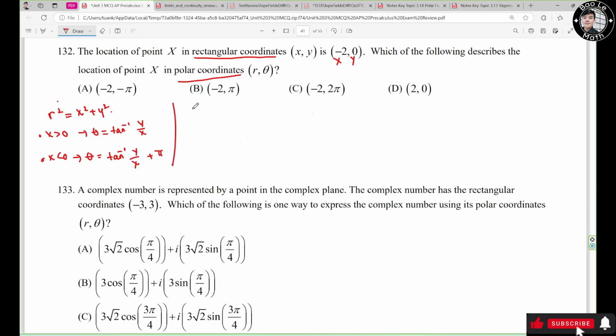Now we're going to apply this formula. So we need to calculate the radius first. So radius squared equals s squared plus y squared. So it could be negative 2 squared plus 0 squared, so it could be 4. Now take the square root of both sides, so radius equals plus and minus 2. Now we're going to use radius equal to 2 first.